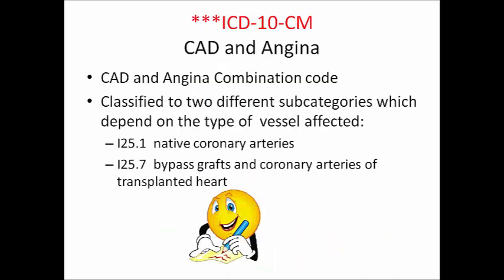In ICD-10, major improvement came with coding of CAD and angina, where coders will no longer have to worry if they need to code angina or CAD first. As in I-10, these are now combo codes. So there's only one code that will include both the CAD and the angina, and if it's unstable or stable.